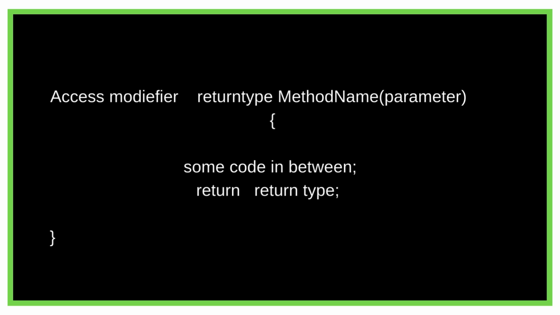And like I said, if the return type is void for the method, we simply do not write the keyword return followed by a specific type to return. Else, if the return type is something, for example, string or integer, we will write the keyword return and then have some value of that type to return after that, followed by a semicolon.